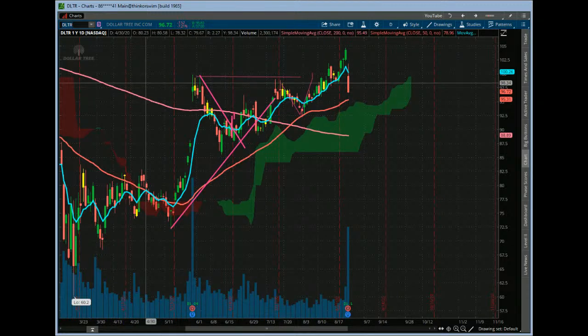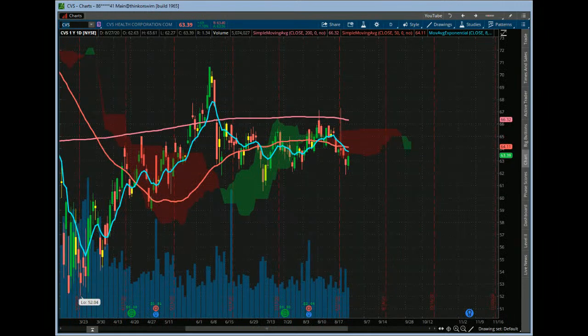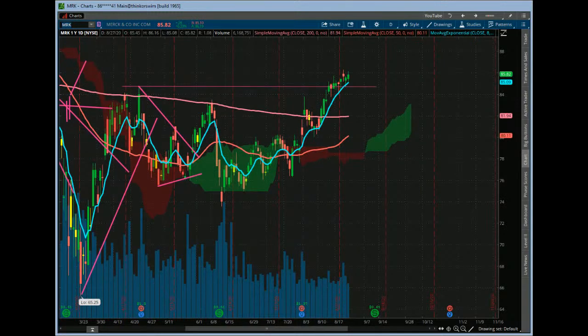Samit, what's going on? Uber, yeah. So Uber, trying to work its way back up here. It's pushing its way to the cloud off of that small little bull flag. So we got that going on. CVS. Again, decent day today with a couple of little healthcare names like that. Into a little bit of cloud resistance on that. Merck doing better than PFE, in terms of at least it's not being delisted from the Dow, right?